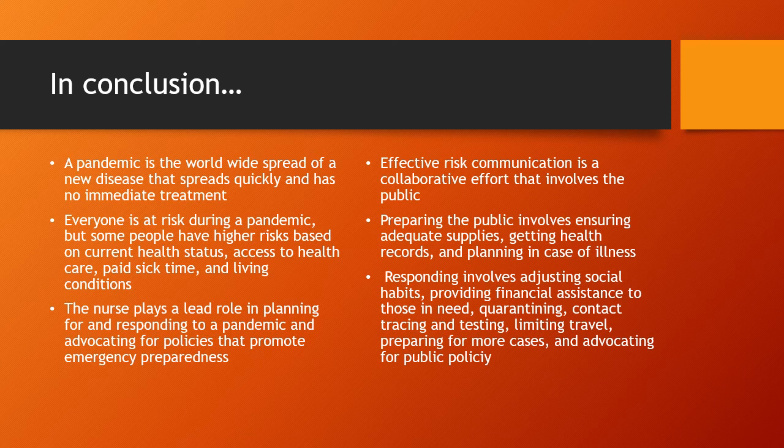Effective risk communication is a collaborative effort that involves the public. Preparing the public involves ensuring adequate supplies, getting health records, and planning in case of illness. Responding involves adjusting social habits, providing financial assistance to those in need, quarantining, contact tracing and testing, limiting travel, preparing for more cases, and advocating for public policy.